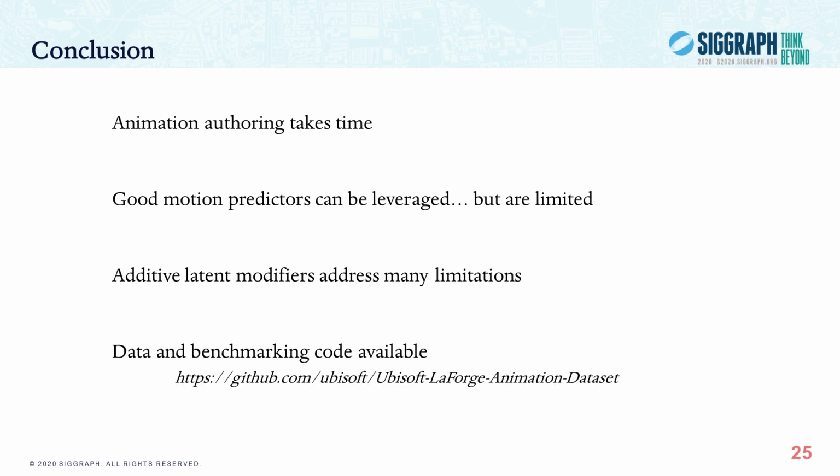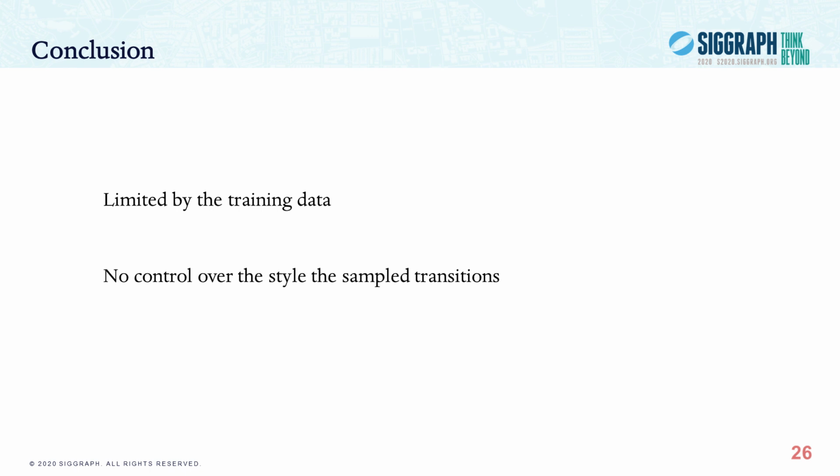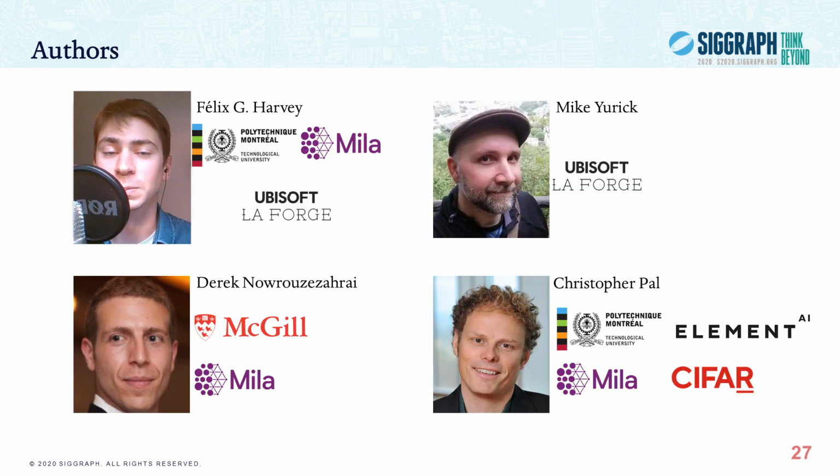We also release the data used to train our model and benchmarking code for future comparisons. There are some limitations to our approach, as we've seen, mainly related to the training data, as it is often the case with machine learning approaches. Also, even though our system allows animators to sample many transitions for a given context, there's no mechanism yet to control the style of the generated motion. This is an interesting future research direction for such systems.